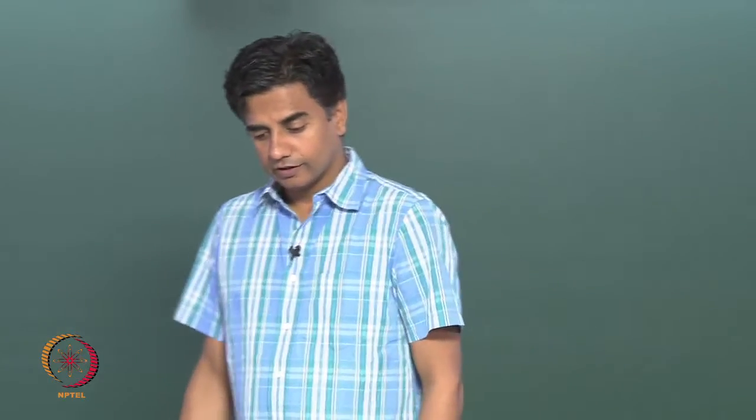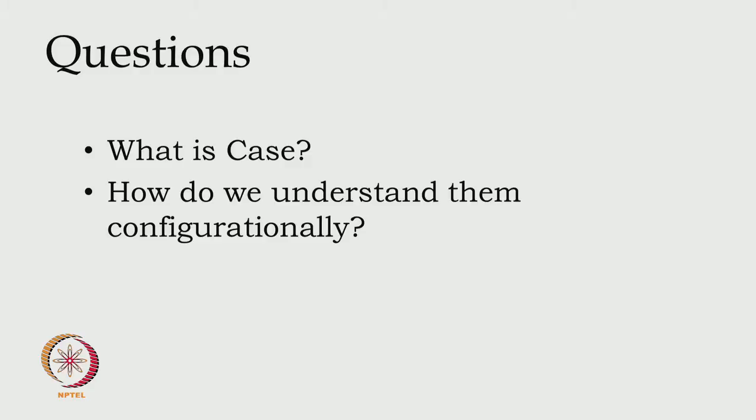We were talking about structural relations. We started talking about case as well, and we are going to look at it. That is, what is case and how do we understand them configurationally? That is, in the whole scheme of X bar, how do we understand case and how does the X bar scheme help us in the assignment of cases to different NPs?